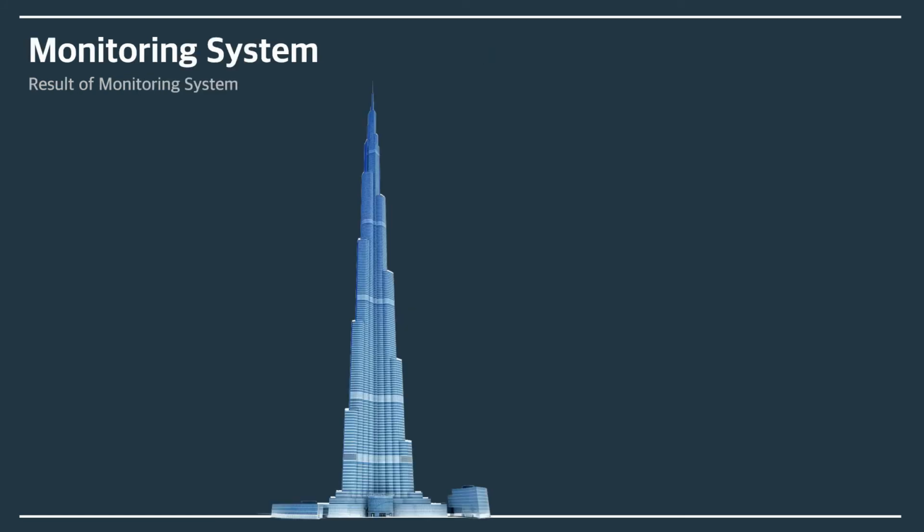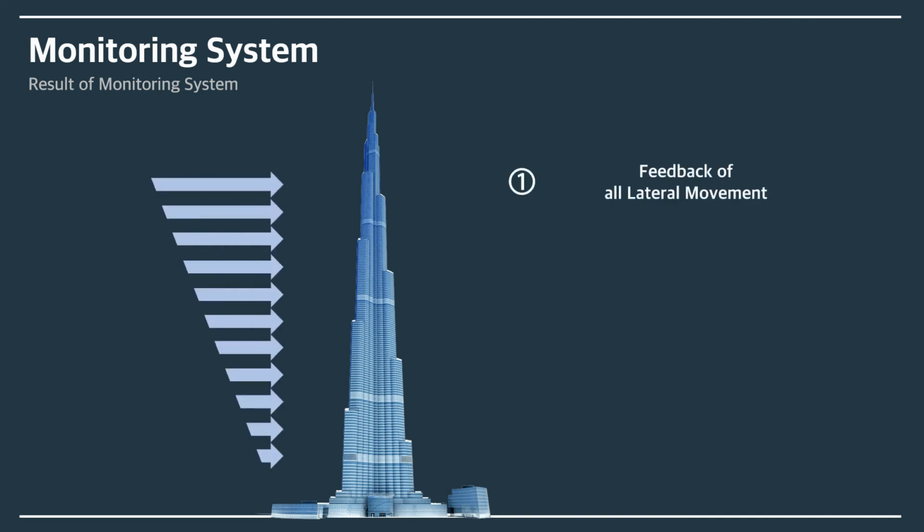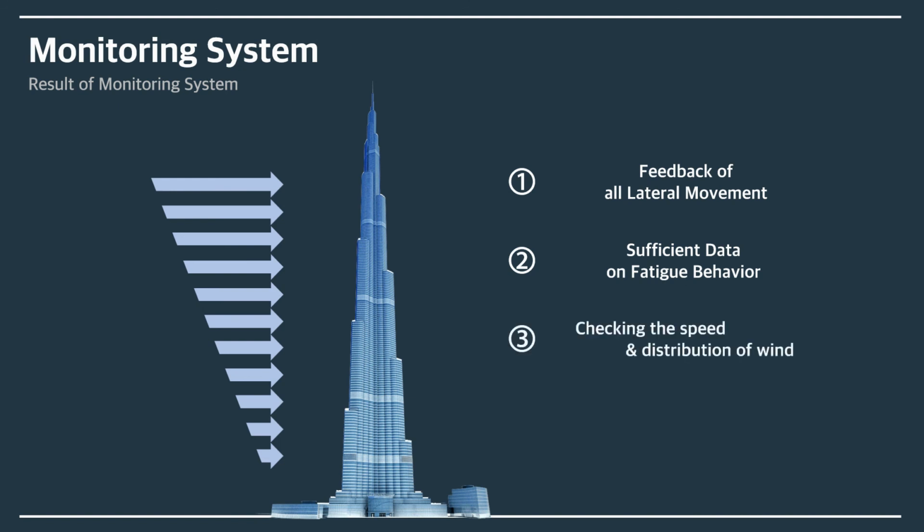Let's summarize what we can get from these monitoring results. 1. Feedback on all the lateral loads of the tower to provide construction period elasticity of the model. 2. Providing sufficient data on fatigue behavior of steel structures. 3. Checking the speed and distribution of wind. 4. Providing immediate information to the facility measurement team.